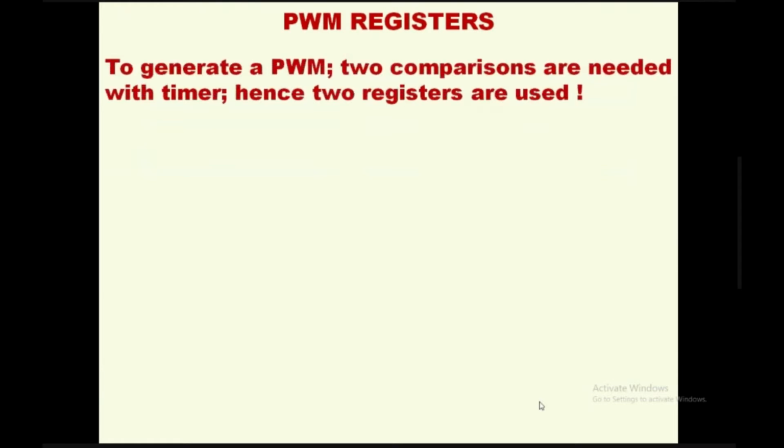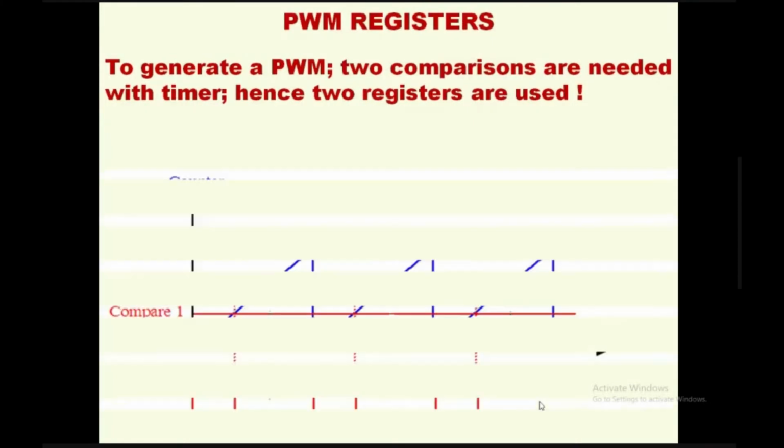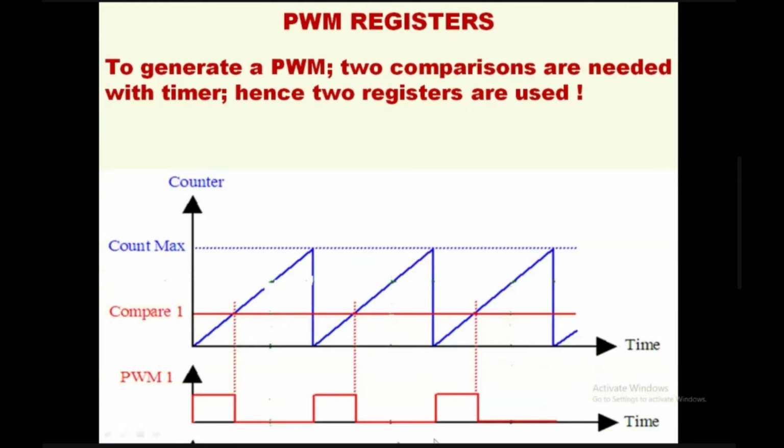Okay. Now we have to generate a PWM. Two comparisons are needed with the timer. Hence, two registers are used. One is the duty cycle register, and another one is the period register. Always remember it like this: to fix the duty cycle, to fix the on time, we need a duty cycle register. To fix the period, we need a period register. So the count max here is the period register, and compare one is a duty cycle register.